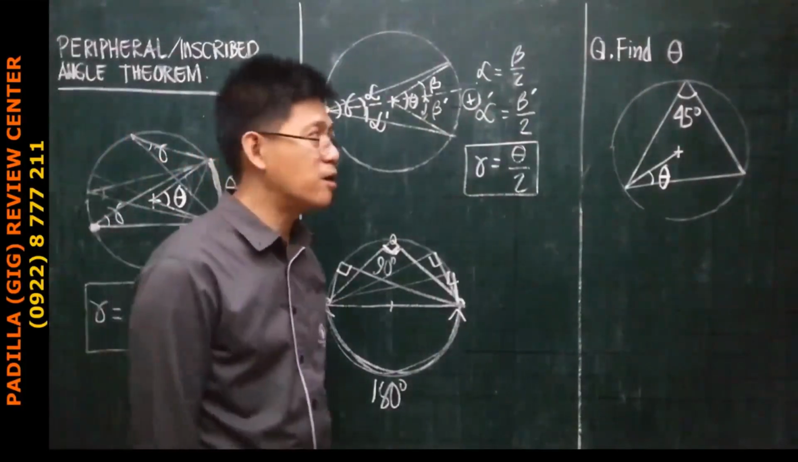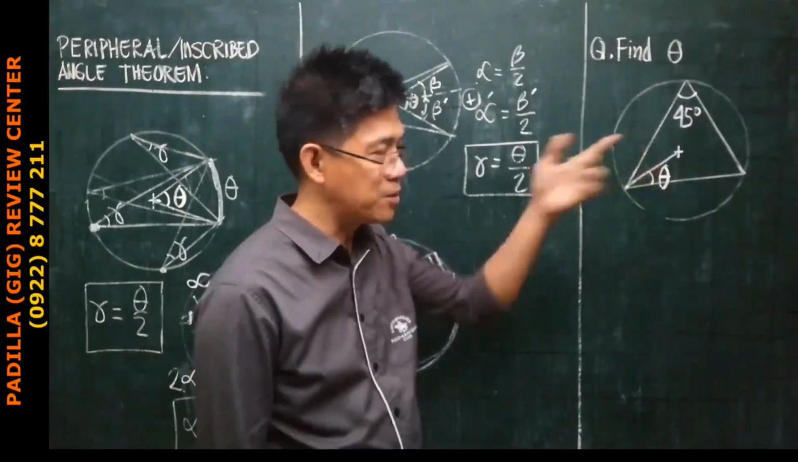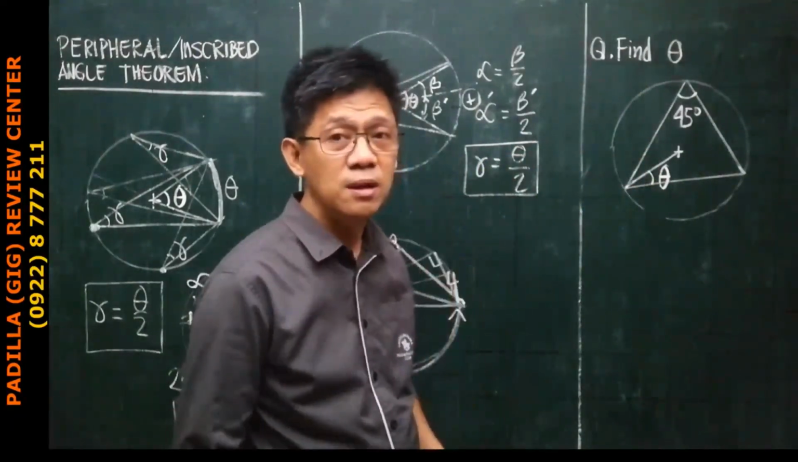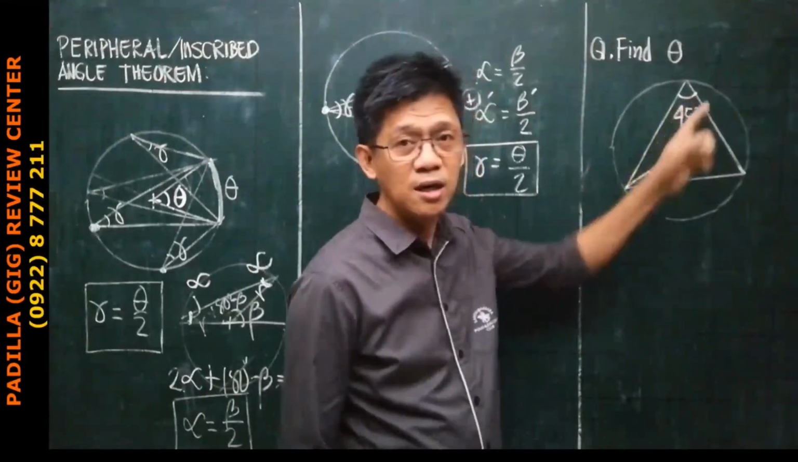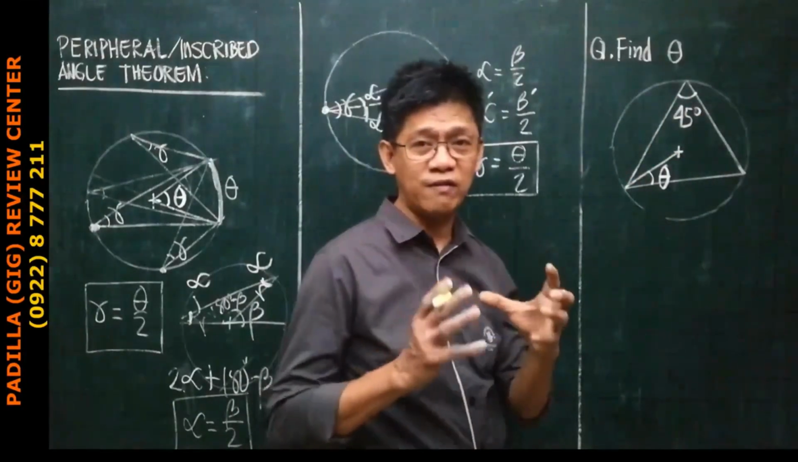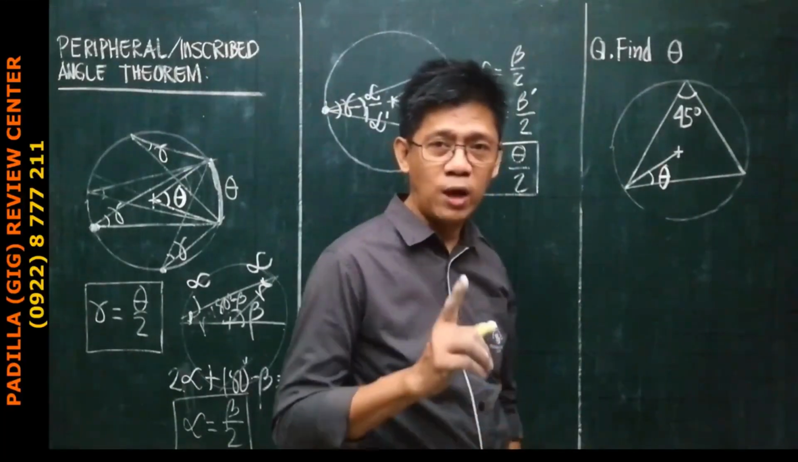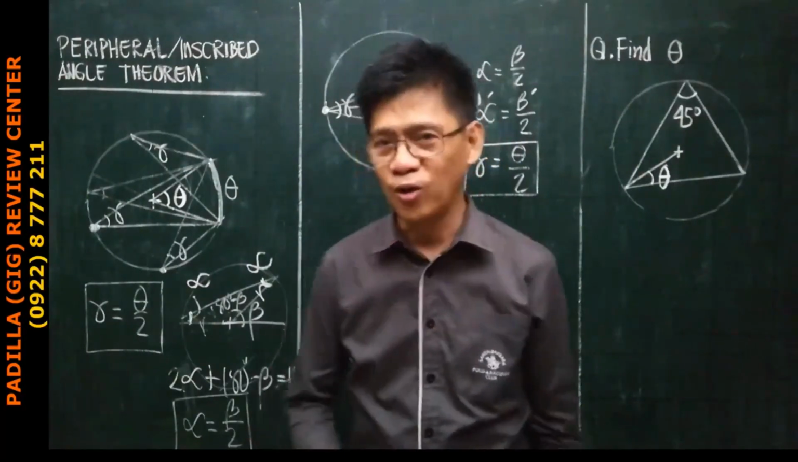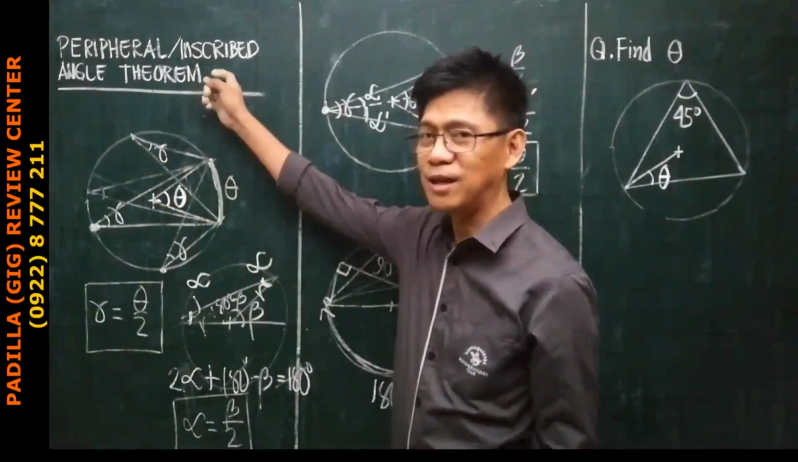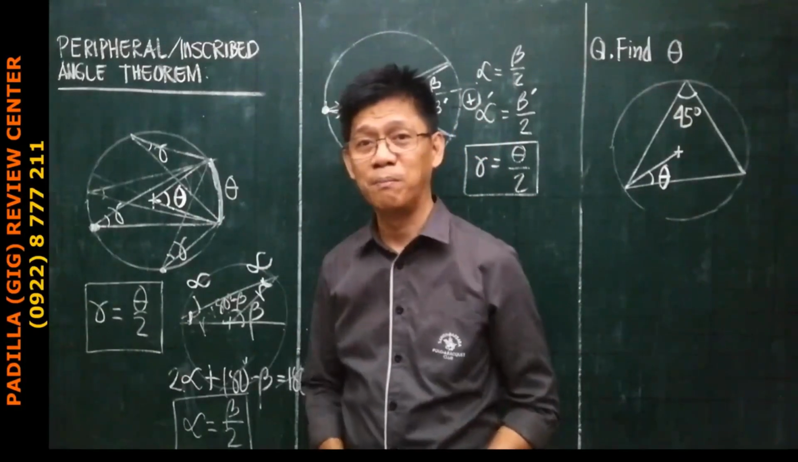Now let us try to have this problem. In this problem, we are asked to find the value of this theta of that inscribed triangle. Now there is a given angle here, 45 degrees. As I told you, whenever you have a figure, one angle is on the periphery of a circle. Don't forget the peripheral or inscribed angle theorem.